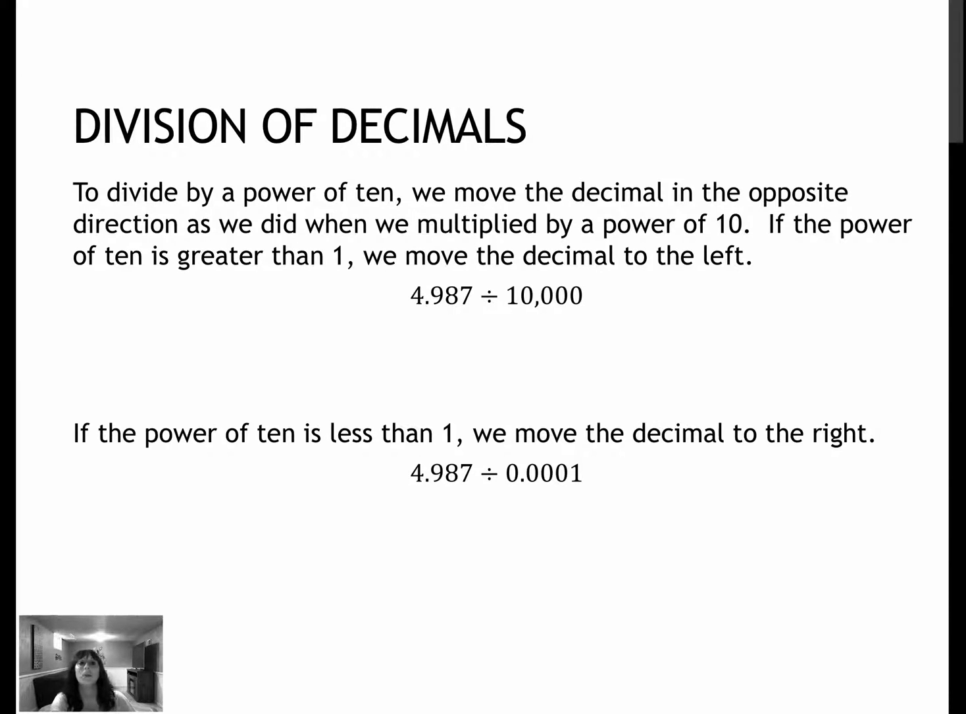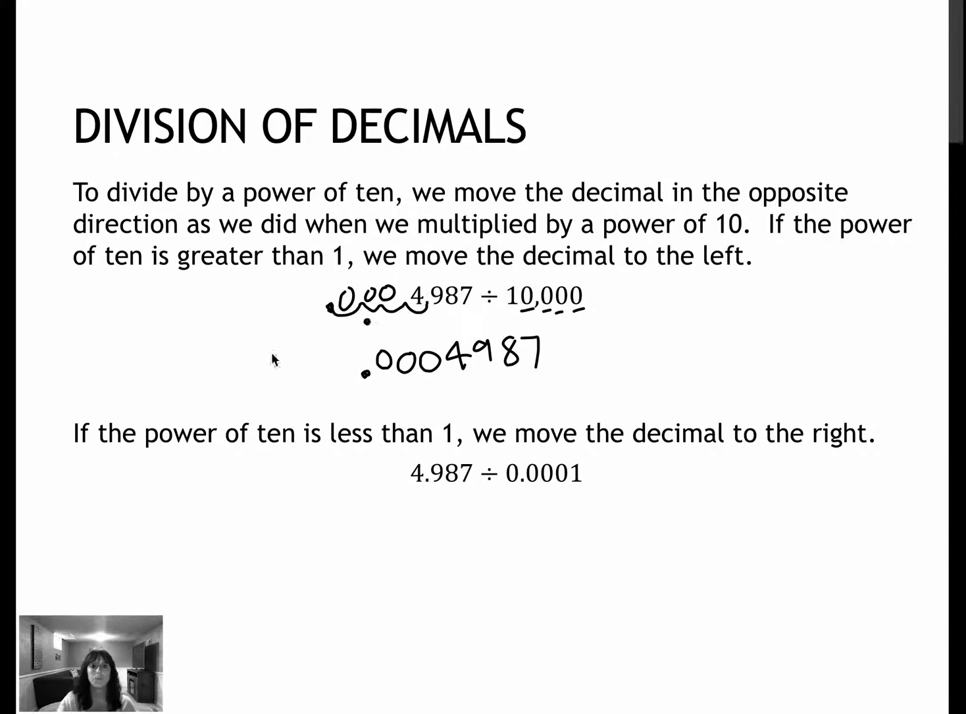When we divide by a power of 10, essentially what we're doing is just moving the decimal. So if I divide by a power of 10 that is greater than 1, like 10,000, instead of having to do the full division problem, I can just say there's 1, 2, 3, 4 zeros. So I have to go 1, 2, 3, 4 places to the left. So that would be 0.0. Those zeros are placeholders, 0.000498.7.